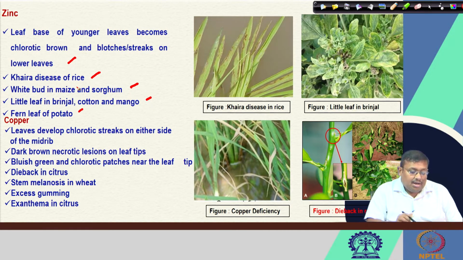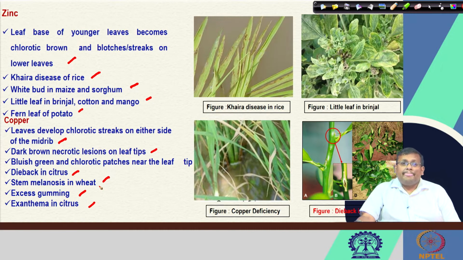In case of copper, we can see leaves developing chlorotic streaks on either side of the midrib, dark brown necrotic lesions on leaf tips, and bluish green and chlorotic patches near the leaf tip, dieback in citrus, stem melanosis in wheat, excess gumming, and also exanthema in citrus. These are some of the symptoms of nutrient deficiency.